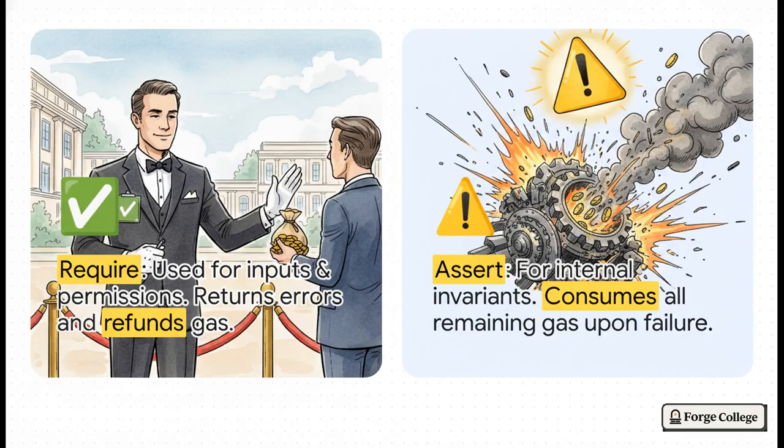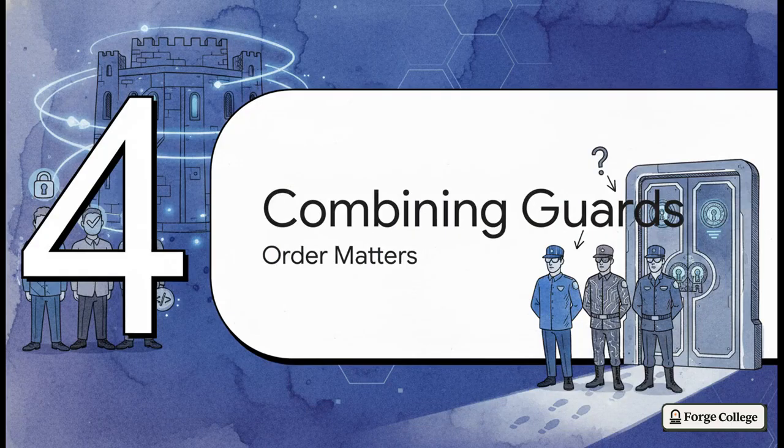Assert, on the other hand, is really meant for checking internal logical invariants, things that should absolutely never happen unless there is a catastrophic bug deep in your code. If an assert fails, it panics and consumes every last drop of the remaining gas. So, for checking inputs and VIP lists, always stick to require. Give the user their gas money back. So what happens when we stack them?